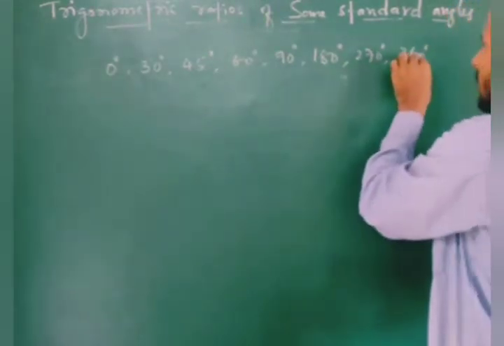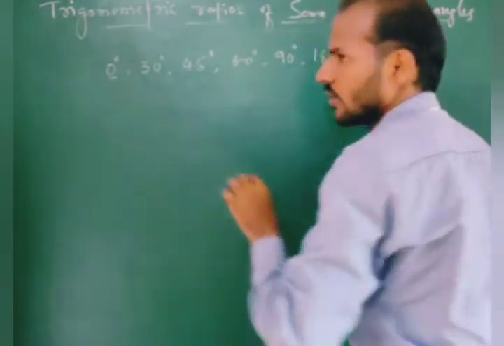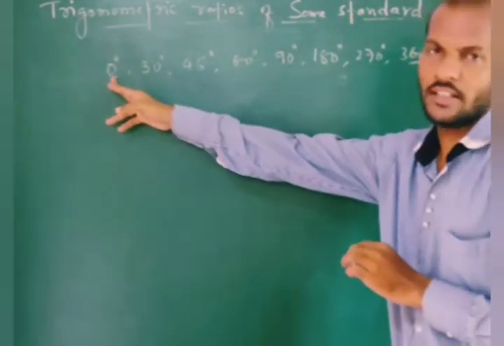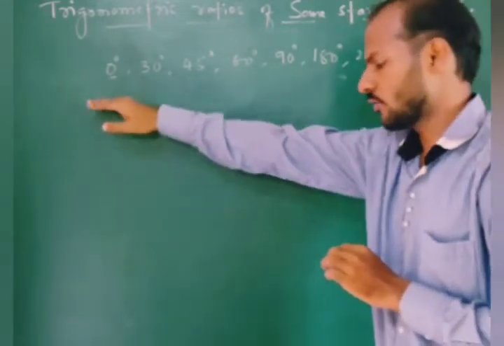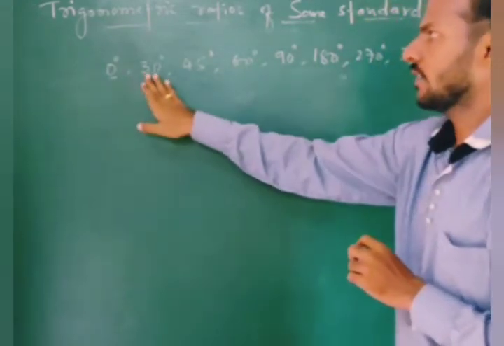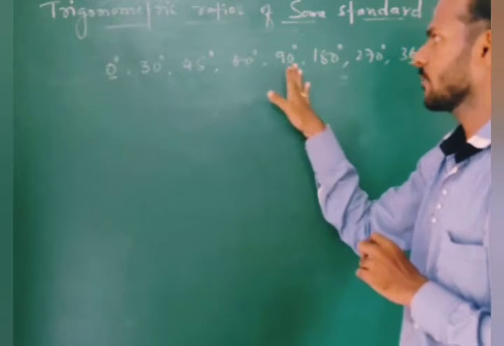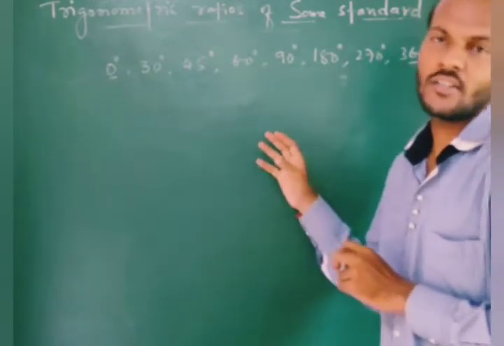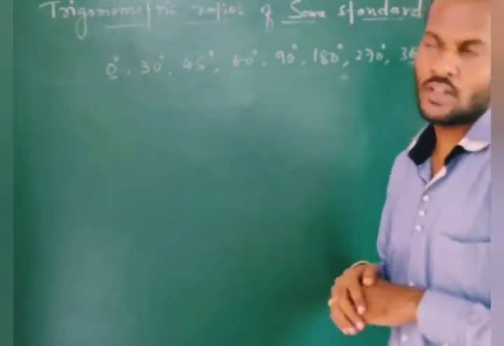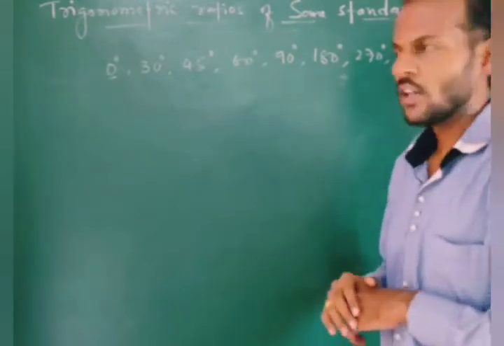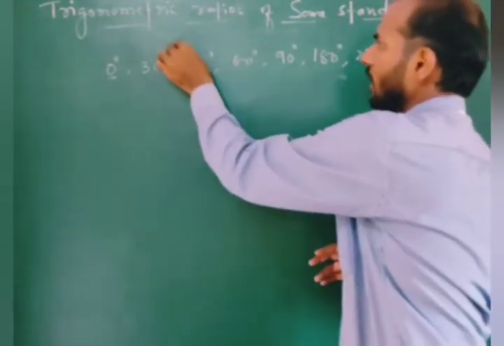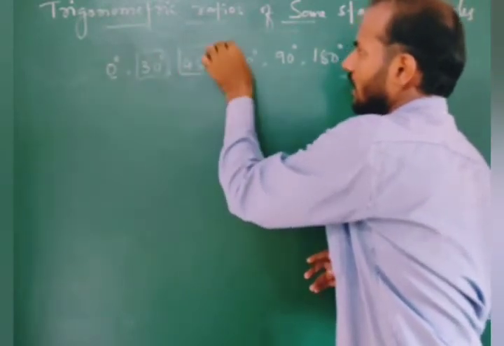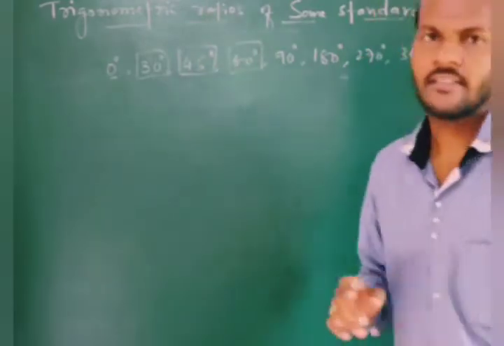360 degree is nothing but your 0 degree only. Both are equal. Either 360 or 0 degree, you have to consider 0 degree only, right? 0 degree, 30, 45, 60, 90, 180 and 270 are standard angles of trigonometric ratio. But in today's lecture, we have to find the angles 45, 30 and 60, right?